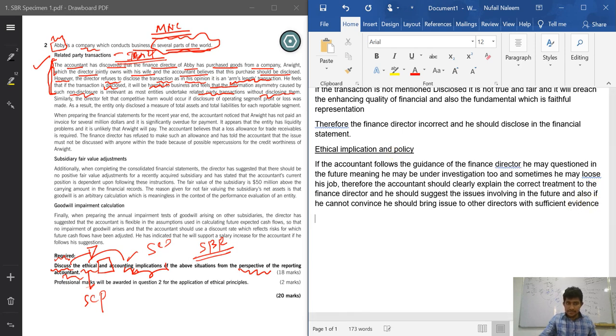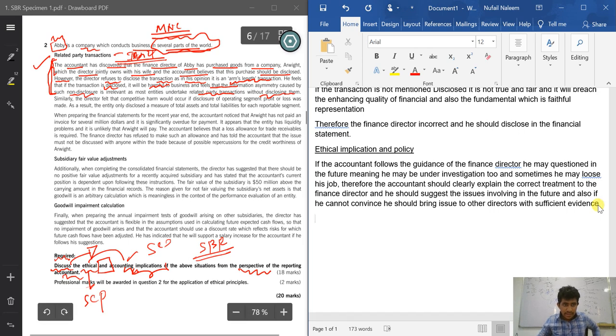Now students, I'll just go through the next one. Similarly, the directors felt that the competitive harm would occur if the disclosure of operating segments profit or loss was made. Competitive harm means the harm that can be caused due to your competitors. In other words, the competitors may know your personal information. As a result, the entity only disclosed measure of total assets and total liability for each reportable segment. Please keep that in mind, students.